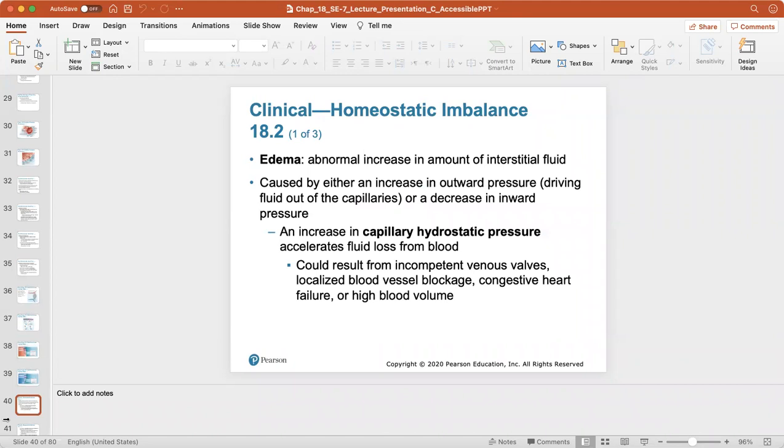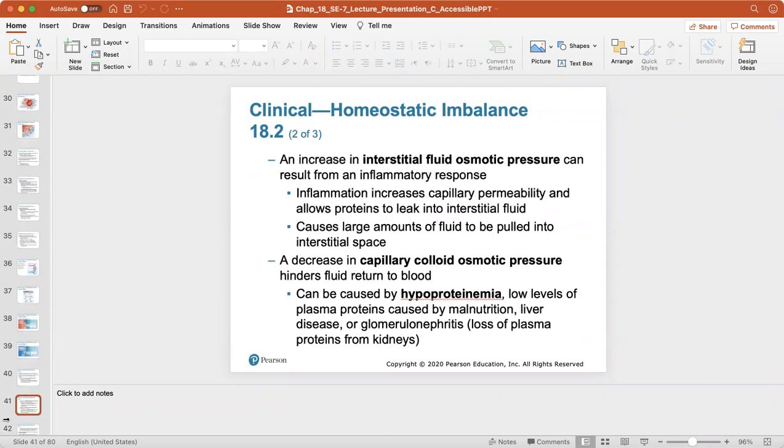Edema is an abnormal increase in the amount of interstitial fluid. So edema means swelling, and this is caused by either an increase in the outward pressure or a decrease in the inward pressure. And an increase in the capillary hydrostatic pressure accelerates fluid loss from the blood, and this could result from an incompetent venous valve, localized blood vessel blockage, congestive heart failure, or high blood volume.